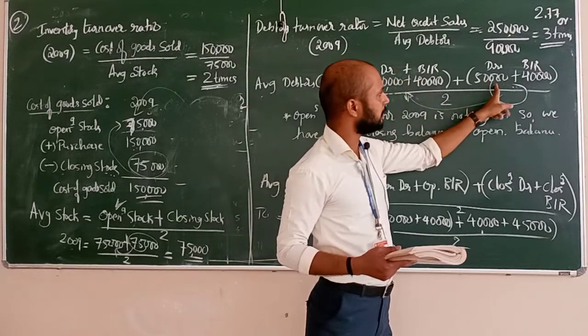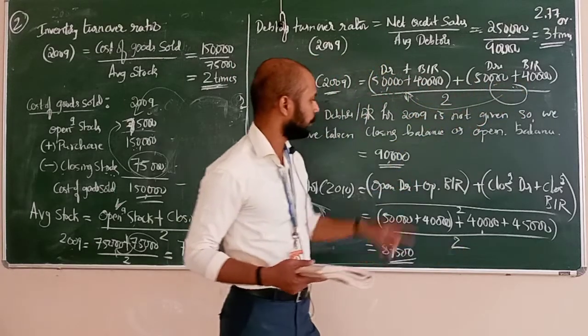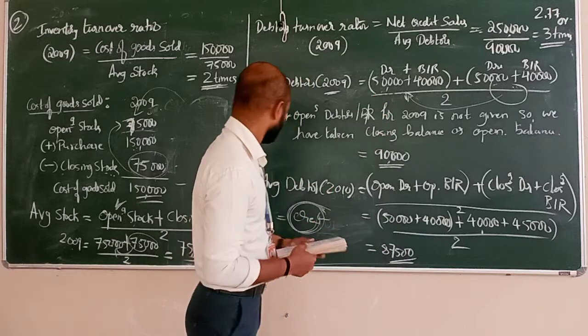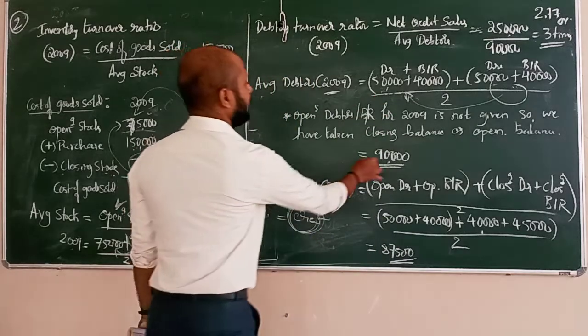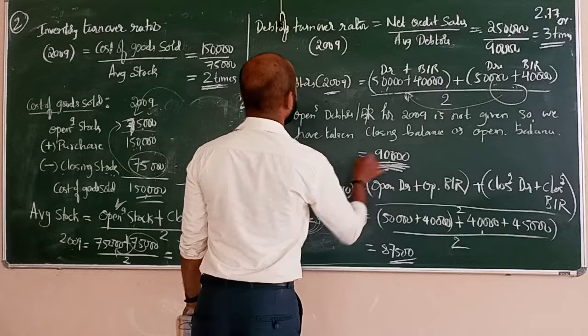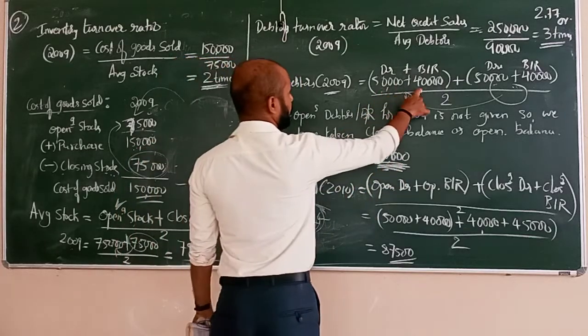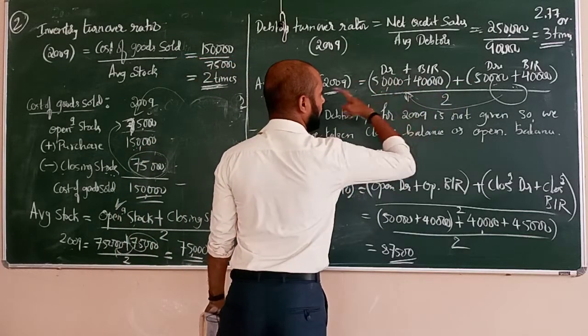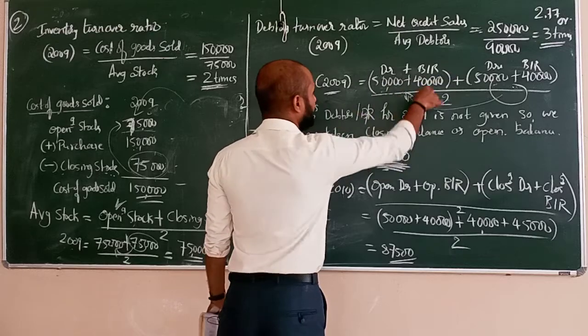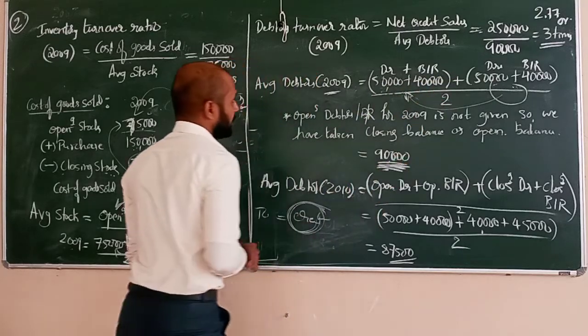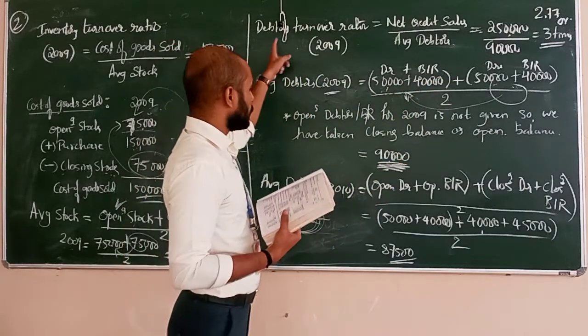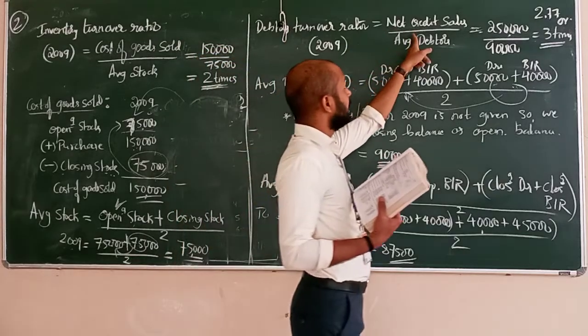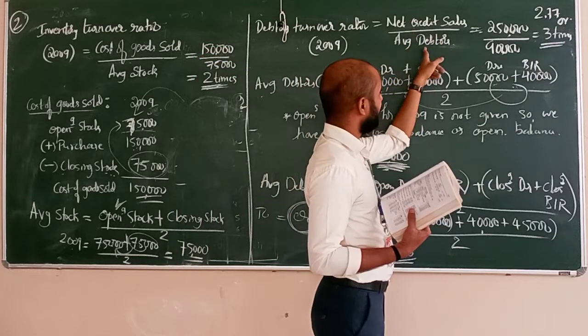Similarly closing balances 50,000 plus 40,000 divided by 2. All together we will get how much? 90,000 is the average debtors. 50 plus 40 plus 50 plus 40, all together you will add it, divide by 2, you will get 90,000 as average debtors. So debtors turnover ratio, look, net credit sales divided by average debtors.